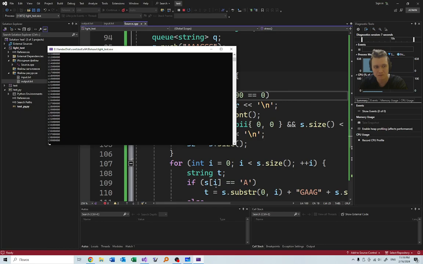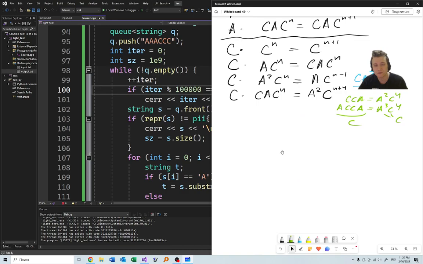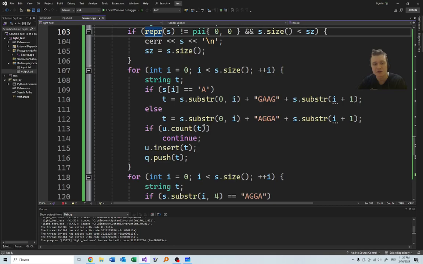Not much. Actually, not much. Not much. Okay, maybe this means that actually it's not true that if we have two equivalent strings in our terms, then they are equivalent in their terms. So maybe this means that we can find two strings which are not equivalent. So, okay, let's do it.